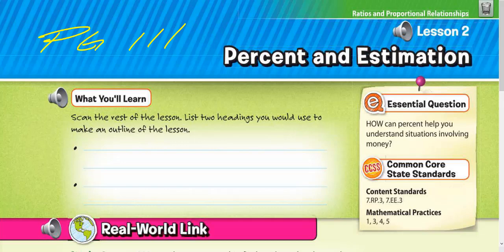Okay, so today we are talking about percent and estimation. Estimation is something that we use all the time. In fact, estimation is one of the math concepts, one of the math skills that lots of people use. So we're going to jump in.